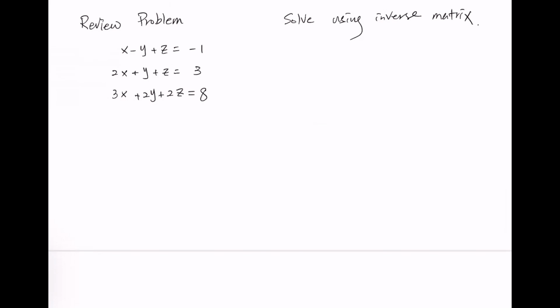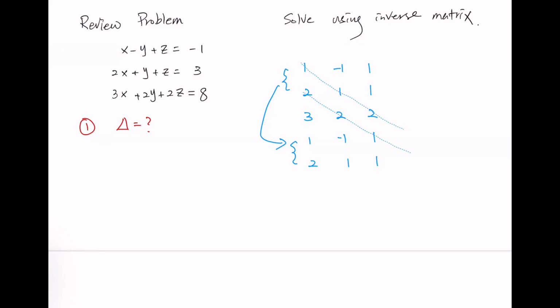We should. So for using the inverse matrix, the first thing we want to do is find the delta. To get the delta, we need the coefficients: 1, -1, 1, 2, 1, 1, 3, 2, 2. We copy down the top 2 rows, the bottom 1, -1, 1, 2, 1, 1, and then draw the diagonal line with the 3 elements. This is the first one, this is the second one, this is the third one, and then we multiply them.